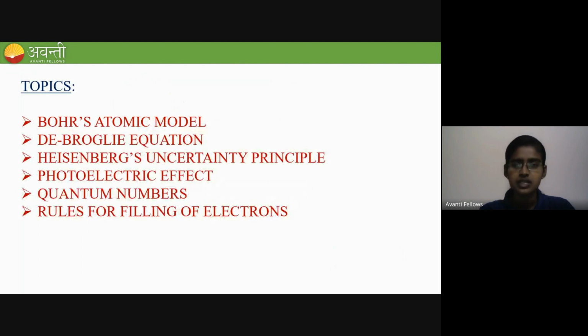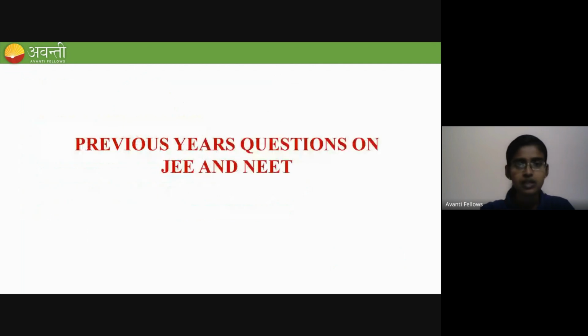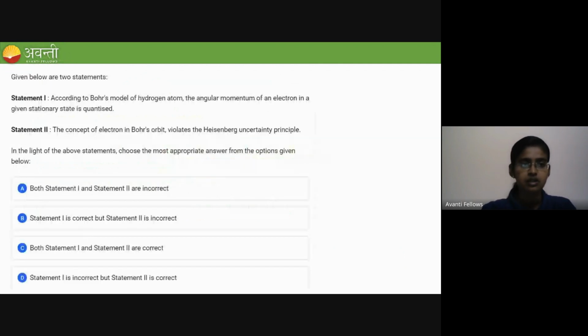Now, in today's session, we will discuss some previous year's questions on JEE and NEET on this atomic structure topic. Okay, so let's start with the first question. It is a statement type question. Given below are two statements. Statement one says that according to Bohr's model of hydrogen atom, the angular momentum of an electron in a given stationary state is quantized.